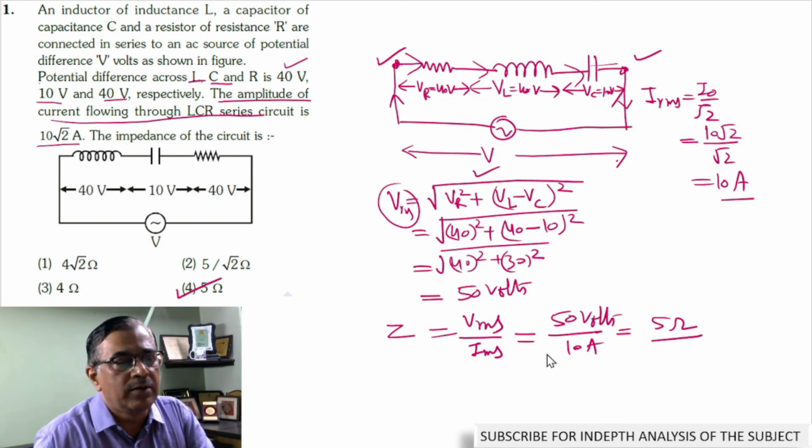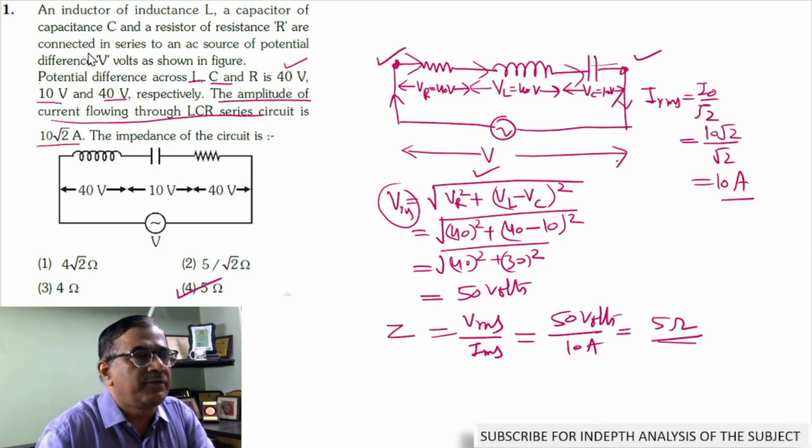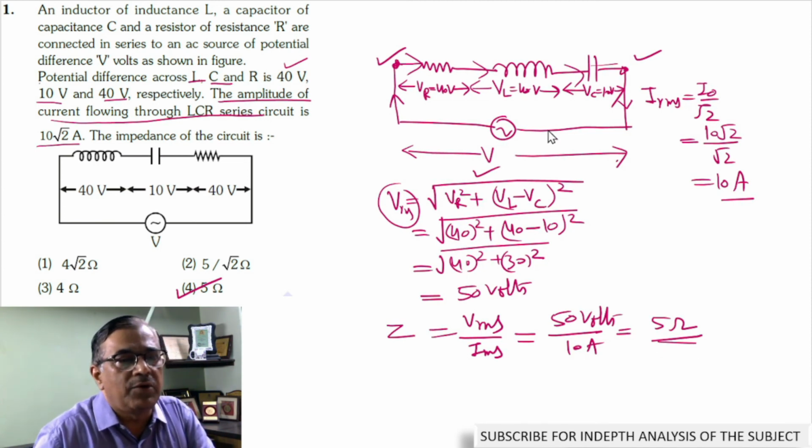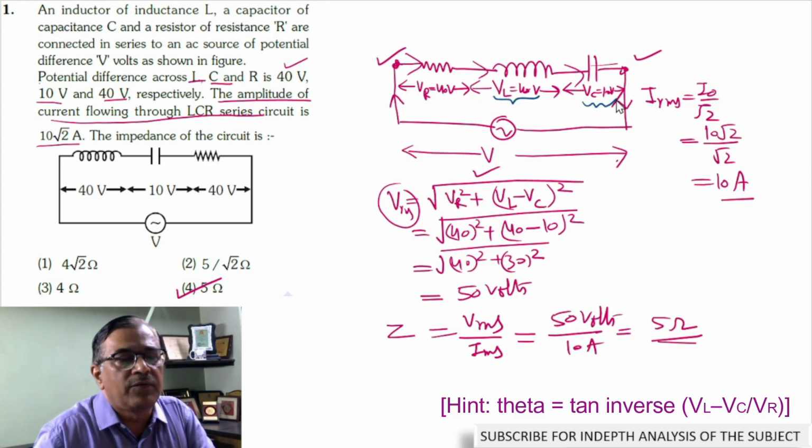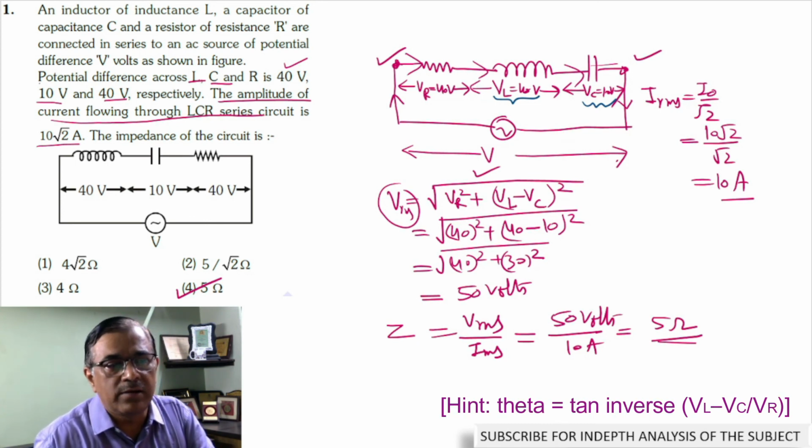Apart from knowing that the impedance of the circuit is 5 ohm, you should also be slightly careful in noting down that the value of VL is more than VC. So it means that the current lags voltage, and by what angle current lags voltage you should be able to calculate.